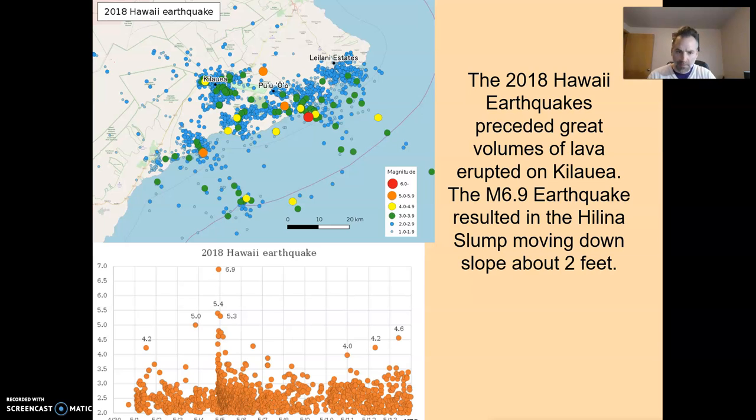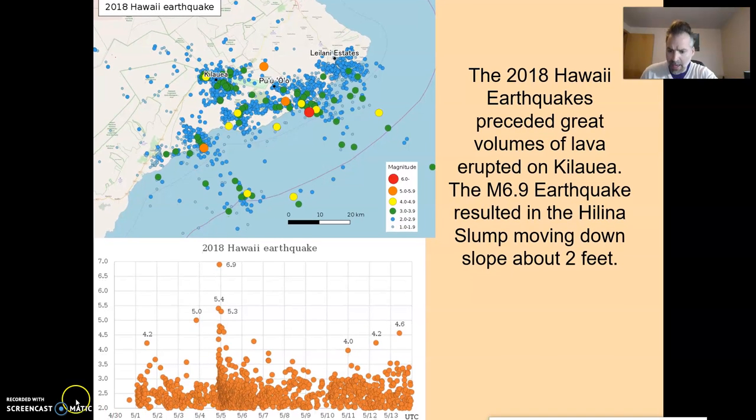So here's an earthquake in Hawaii. It was like a 6.9, and it's just showing all these different colors to show the magnitude. Red is obviously the 6.9, and all the greens are 3 to 3.9, and blues are 1 to 1.9. But down here is a graph showing you the daily, day by day, magnitude of the earthquake. And here on May 5th, that's when the 6.9 magnitude earthquake occurred, and it looks like it occurred in the ocean.